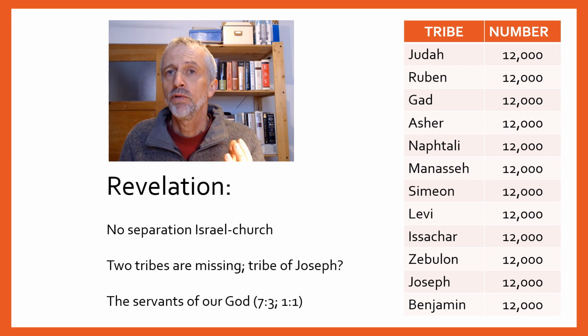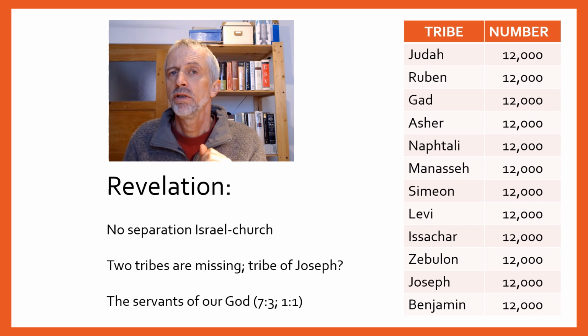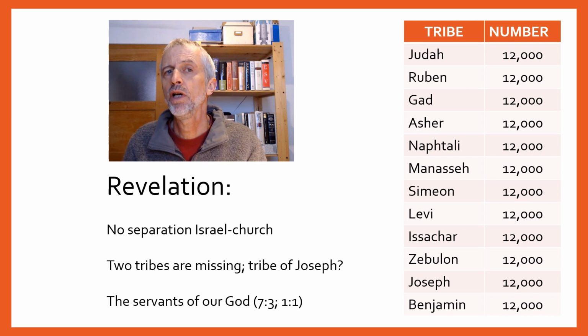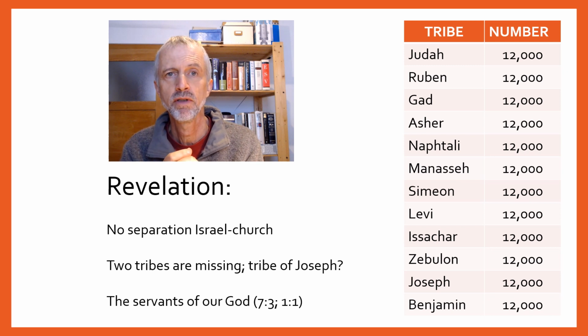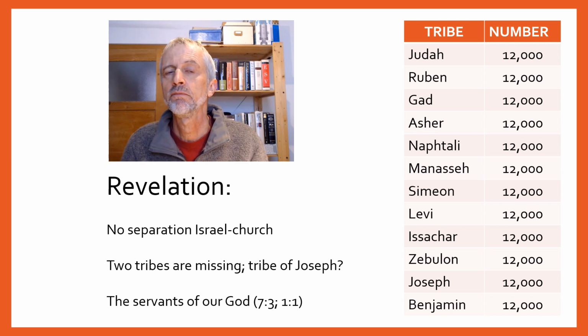To begin with, Revelation does not make a separation between Israel and the church. In this book there is only one people of God. And then notice that this is a strange list of tribes. 2 tribes are missing, and instead we have a tribe of Joseph. Now, presumably Joseph replaces Ephraim, Dan is left out altogether.